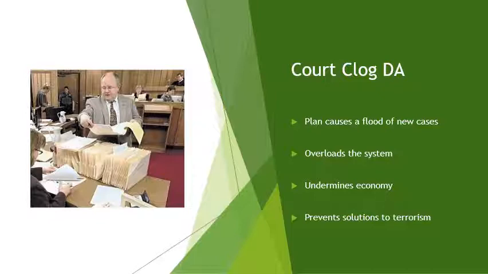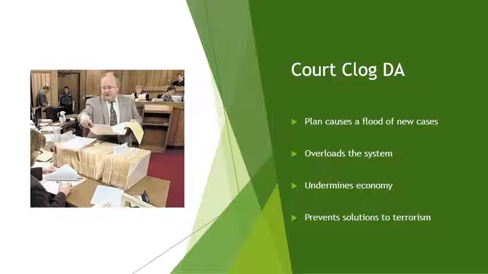The idea is the plan would cause a flood of new cases, that a bunch of people would sue under the plan, and they would sue at the state level or they would sue under the federal level to try and figure out what the new ruling meant. This would then overload the court system. There would be too many cases. The lower courts would not be able to decide all those cases. The backlogs would become significant to where cases wouldn't be decided for a long time.